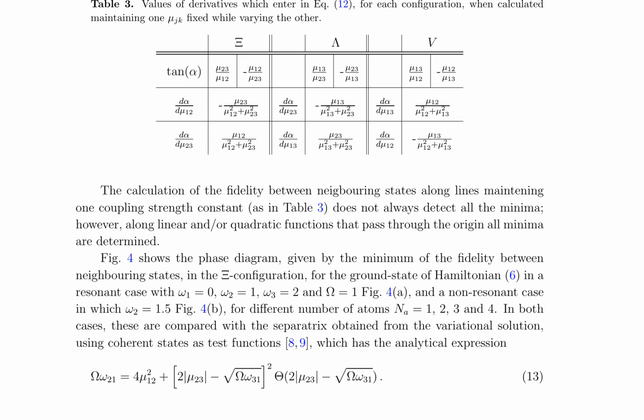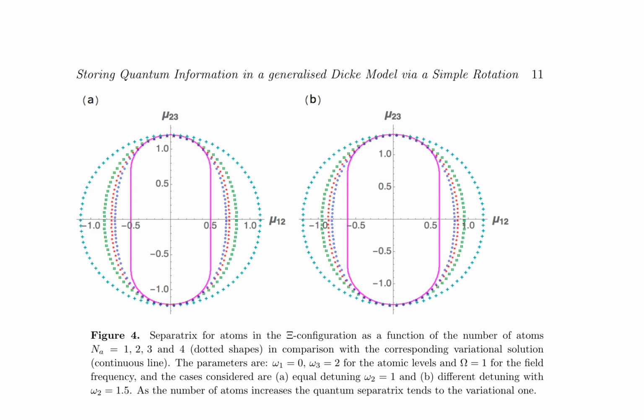The paper concludes that the phase diagram is invariant under SU rotations, and the stability and equilibrium properties are the same for the original and rotated Hamiltonians. Storing quantum information in a generalized Dicke model via a simple rotation, pages 11 and 12. The research proposes a methodology for retrieving stored quantum information in atomic systems interacting dipolarly with a one-mode radiation field.